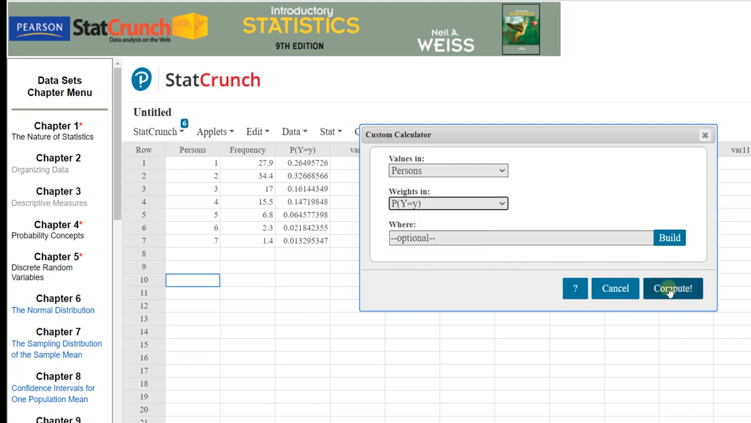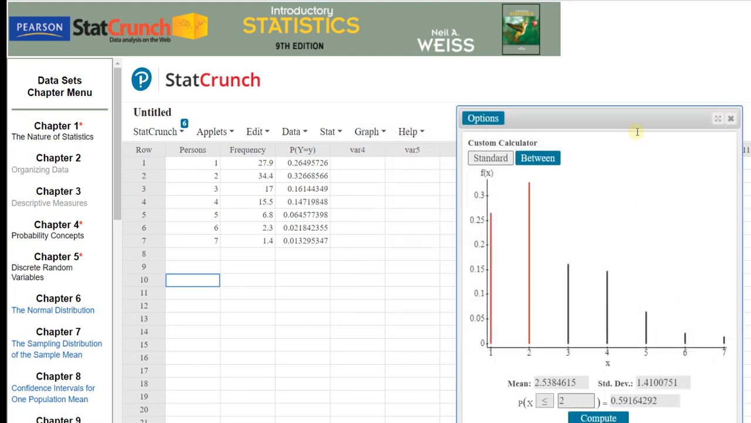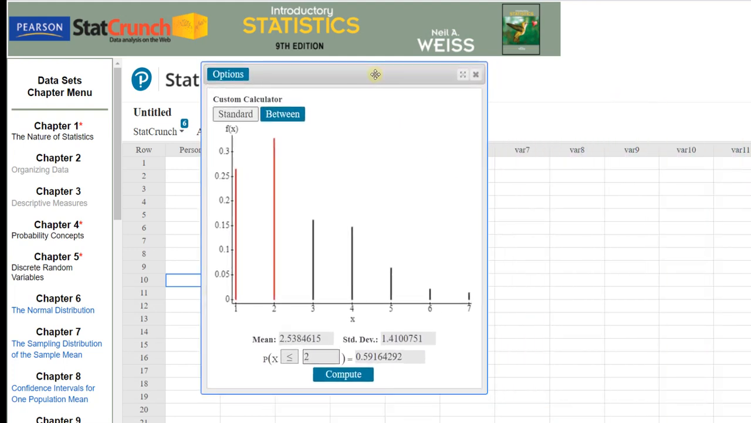And hit compute. And there you have it. So this is going to be the probability histogram for this data. Now, I'm going to copy paste just this top portion. The bottom portions, we'll look at these later.